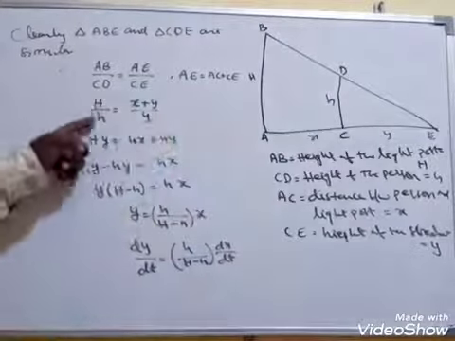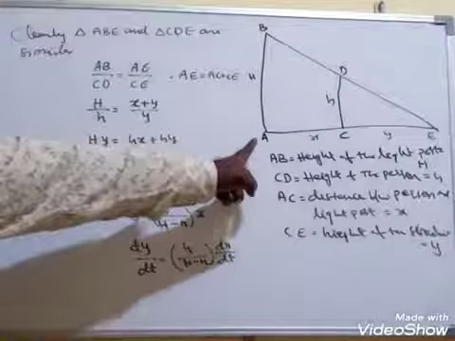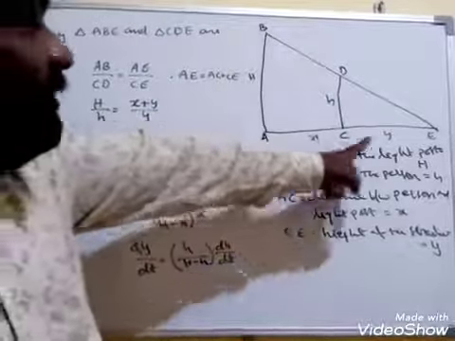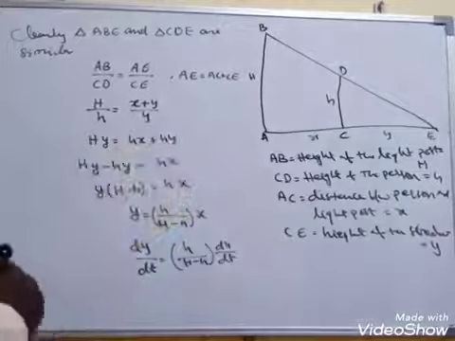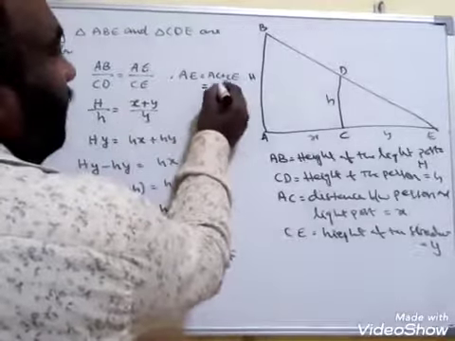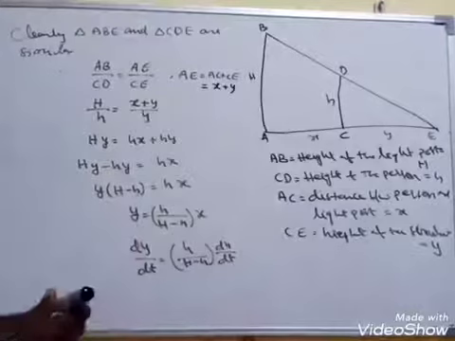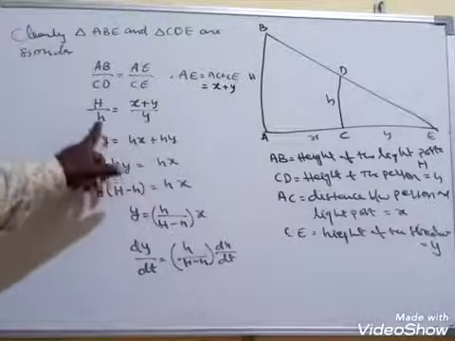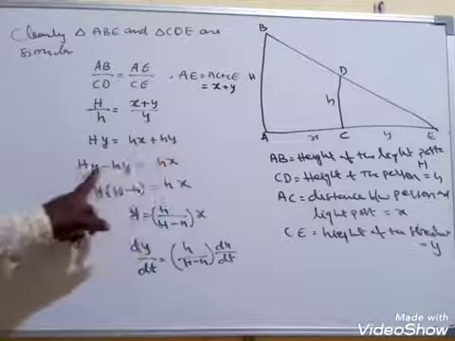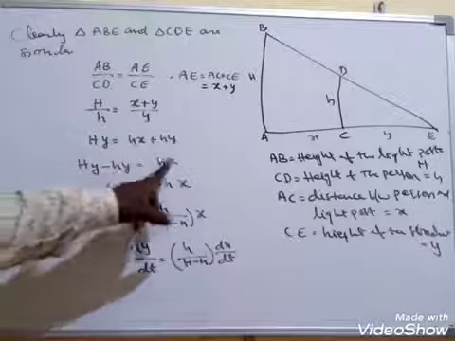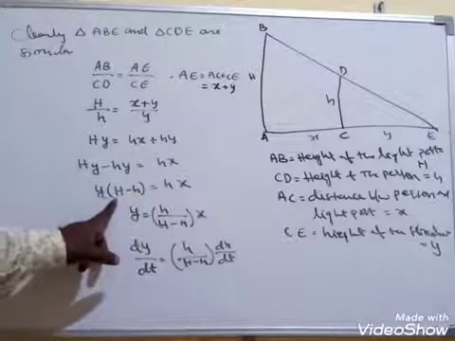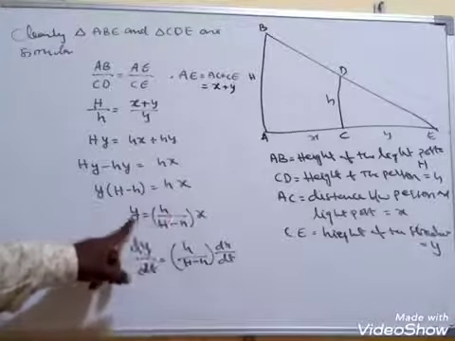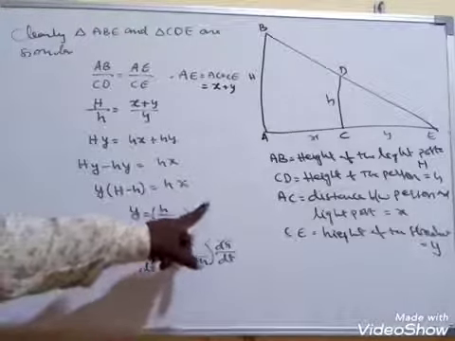Therefore x by H is equal to... AE is nothing but AC plus CE, that is x plus y. Therefore h equals (x plus y) by y. Taking cross multiplication, we get hy equals Hx plus hy... wait, Hy equals hx plus hy. Take the y terms to this side: Hy minus hy equals hx. Taking y common, (H minus h) y equals hx. Therefore y equals h by (H minus h) into x.